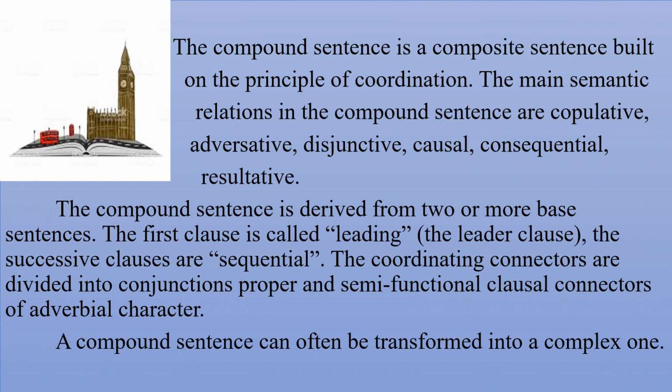Okay, continue our lecture. The compound sentence is a composite sentence built on the principle of coordination. The main semantic relations in the compound sentence are copulative, adversative, disjunctive, causal, consequential, resultative. The compound sentence is derived from two or more base sentences. The first clause is called leading, the leader clause. The successive clauses are sequential. The coordinating connectors are divided into conjunctions proper and the semi-functional clausal connectors of adverbial character. A compound sentence can often be transformed into a complex one.